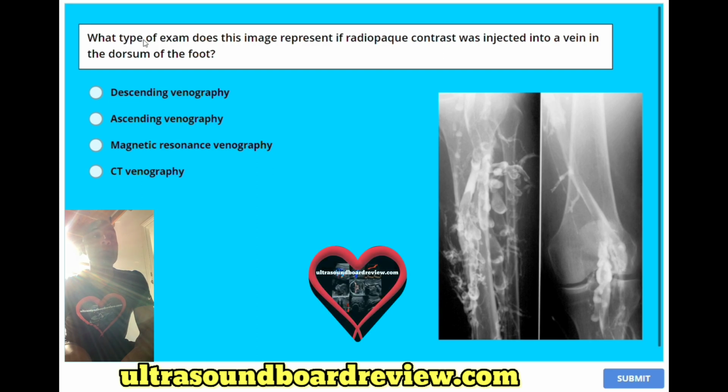Question 25. What type of exam does this image represent if radiopaque contrast was injected into a vein in the dorsum of the foot? A, descending venography, B, ascending venography, C, magnetic resonance venography, or D, CT venography? The answer is B, ascending venography.